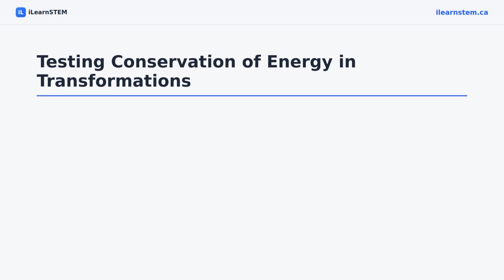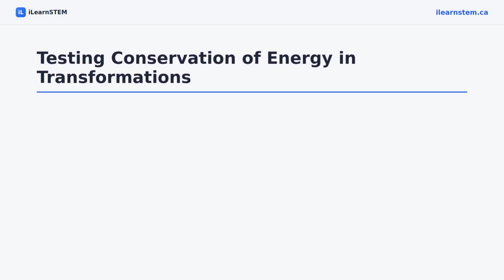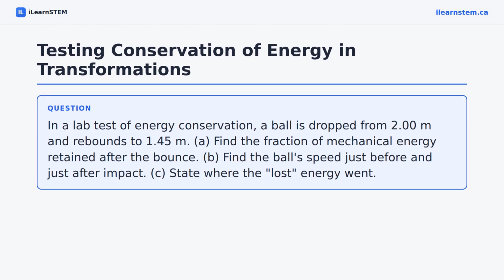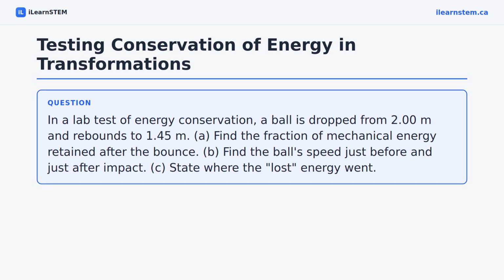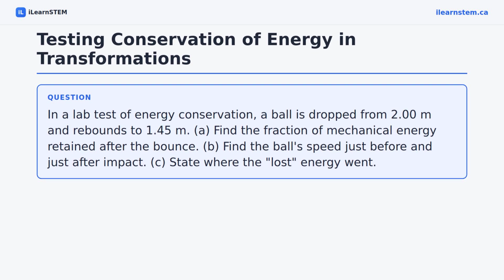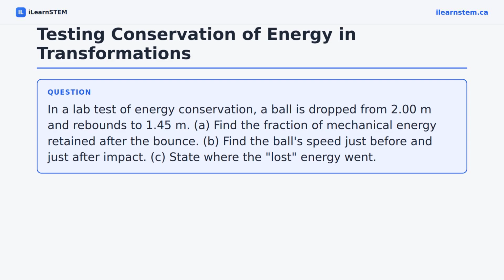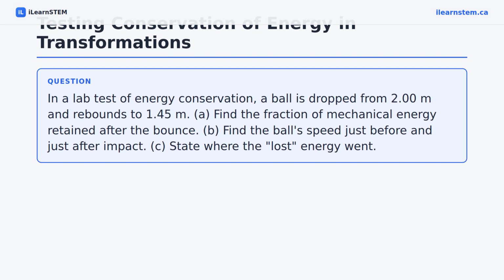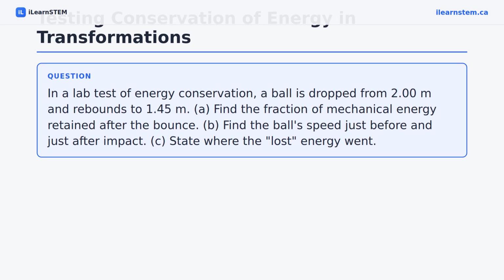We'll practice finding the fraction of mechanical energy retained after a bounce and the speeds before and after impact. Here's the problem. In a lab test of energy conservation, a ball is dropped from 2.00 meters and rebounds to 1.45 meters. Part A, find the fraction of mechanical energy retained after the bounce.